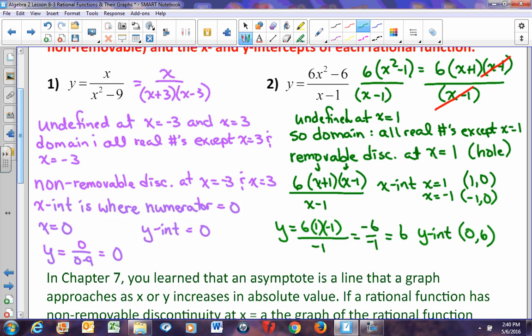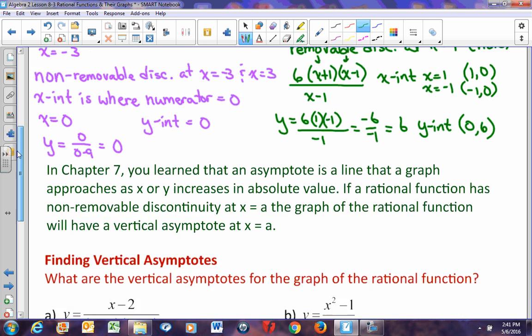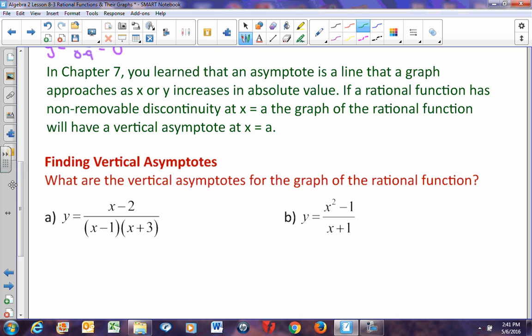Now, in Chapter 7, you learned that an asymptote is a line that the graph approaches as x or y increases in absolute value. If a rational function has a non-removable discontinuity at x equals a, then the graph of the rational function will have a vertical asymptote at x equals a. That's right here. So to find vertical asymptotes, you simply look at the denominator and the numerator and see if any of the factors cancel out. If they cancel out, then that's not going to become an asymptote, it's going to become a hole. If they don't cancel out, that's going to become an asymptote.